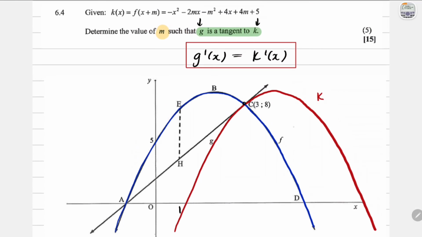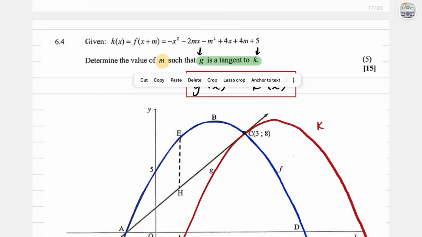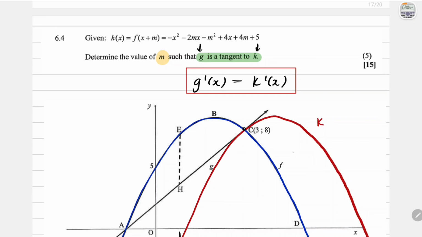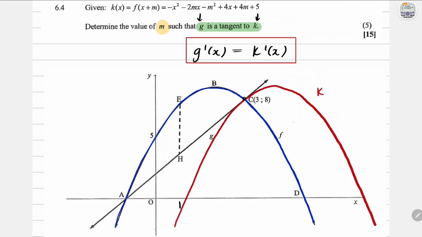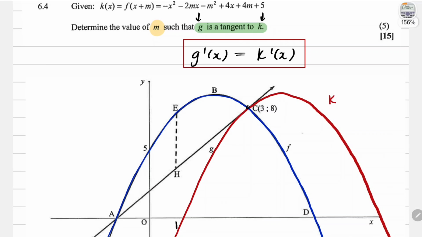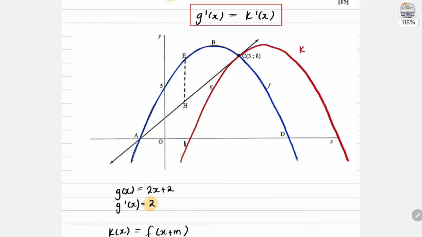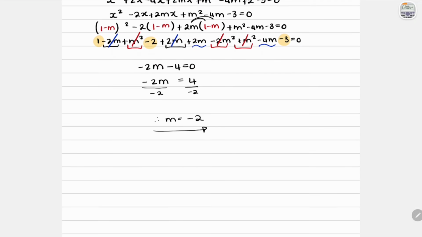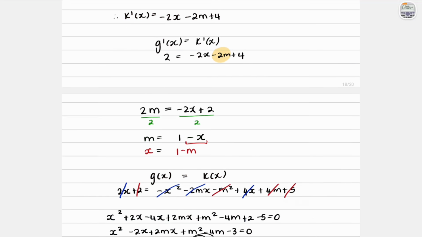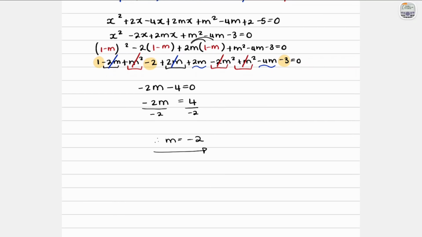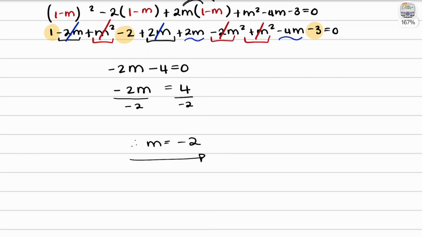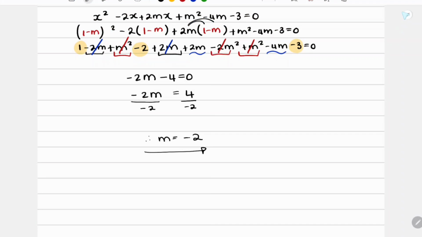So the question was, remember, determine the value of m such that g becomes a tangent to k. The whole idea I used was the fact that if they're tangents, their gradients are exactly the same, but also if they're tangents, they are touching at that point of contact over there. So they're equal. Yeah, it's a long one, something that you really just have to focus on so that you don't make a mistake here and there. But that's what I get. m is equal to negative 2.